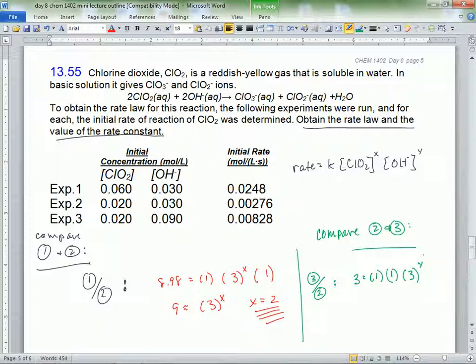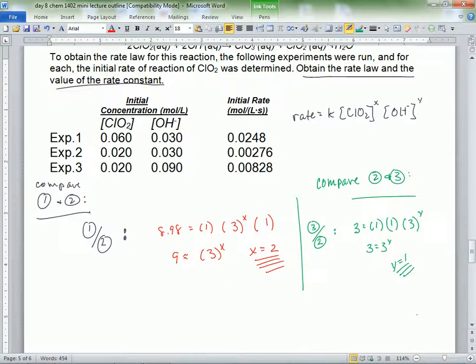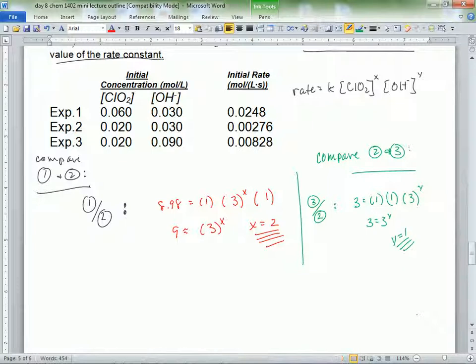So Jasmine, did you get this type of expression then? Okay. So Sabina, what will y be then in that expression? Y would be 1, right, because 3 has to equal 3 to the y. Okay. Now we can write our new rate law. Gabby, how can we write the rate law now? Rate is equal to K ClO2 squared. Good. You can put the 1 in there if you want.